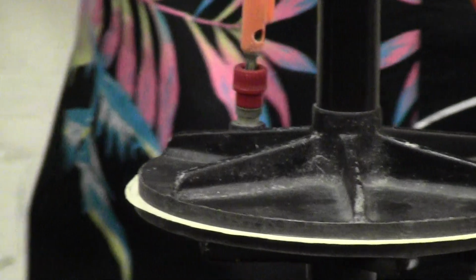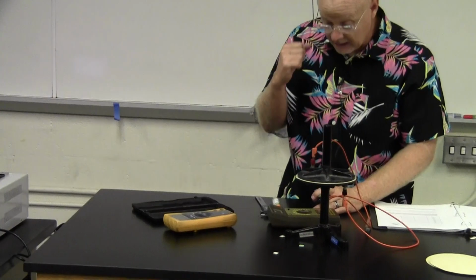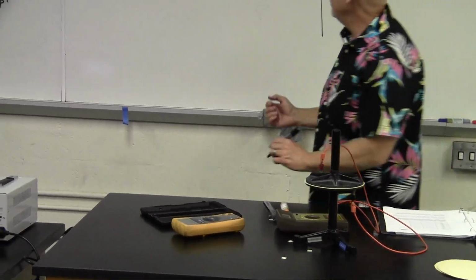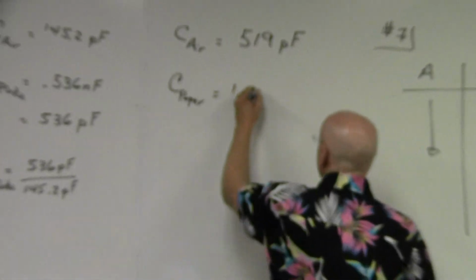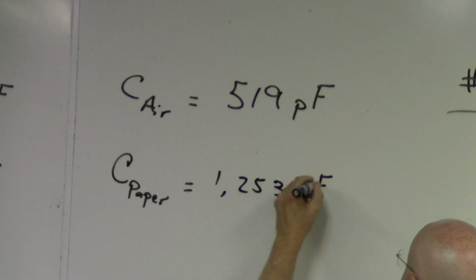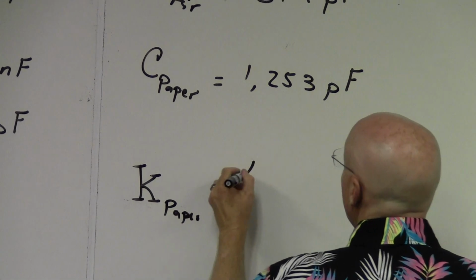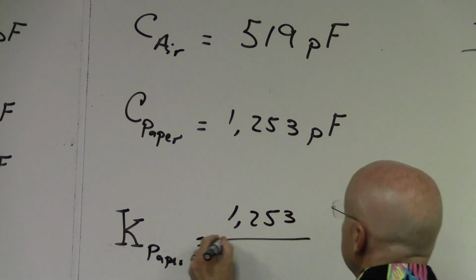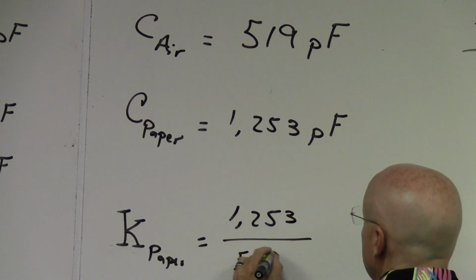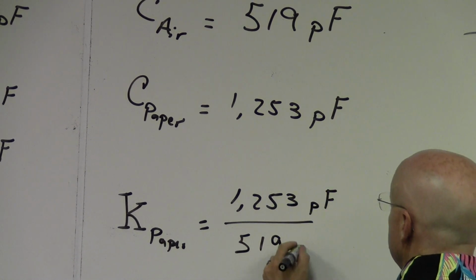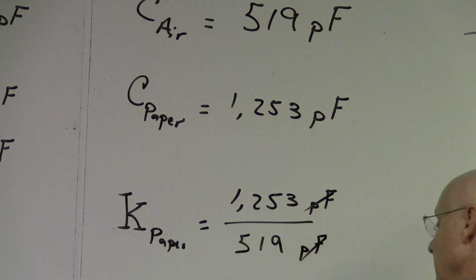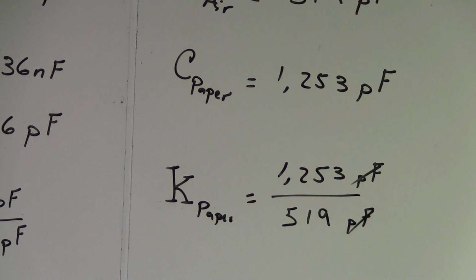Okay, so now I can put the paper here. And that'll give me the same thickness, and hopefully I got the same overlap, and I get a capacitance of 1,253 picofarads. So the dielectric constant of paper then would be 1,253 over the 519. And notice, of course, it's the same unit, so the dielectric constant is just a number. There are no units that go with the dielectric constant.